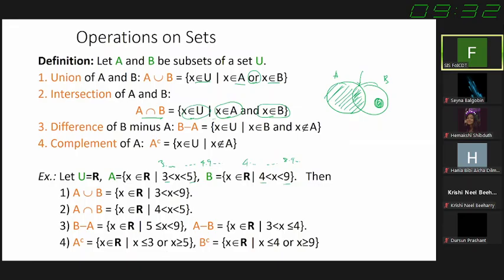Okay, A complement is anything which is less than 3 and greater than 5. So less than 3 and greater than 5, right? Remember, you have a universal set. That's why we're catering for less than 3, right? The universal set being the set of real numbers. And anything which is greater than 5 is A complement. B complement is anything which is less than 4 and greater than 9. Okay, pretty simple to understand.